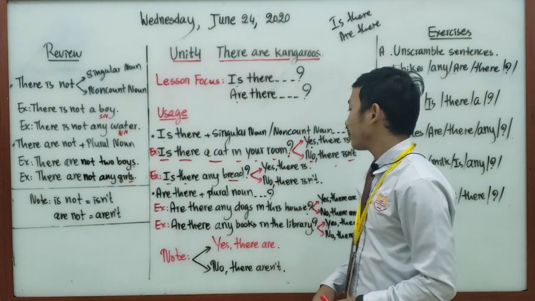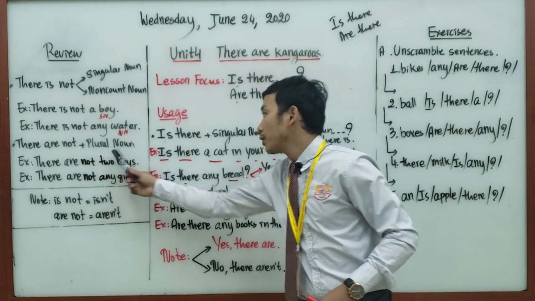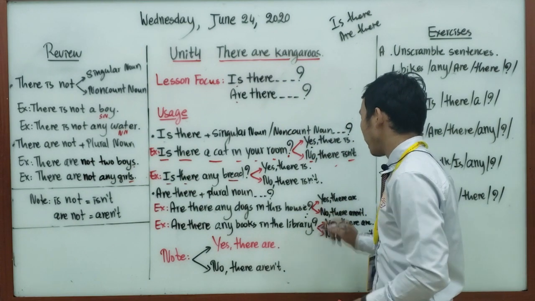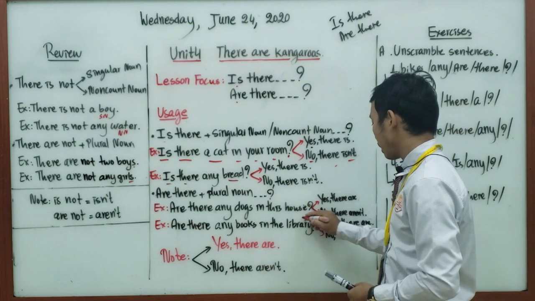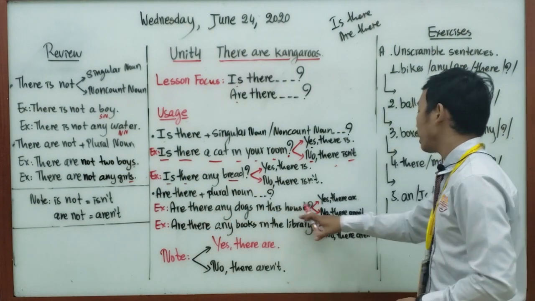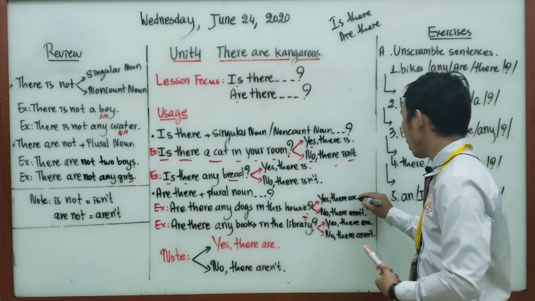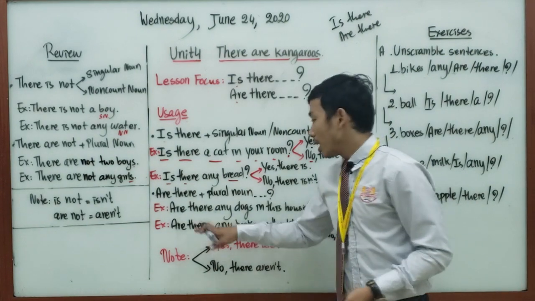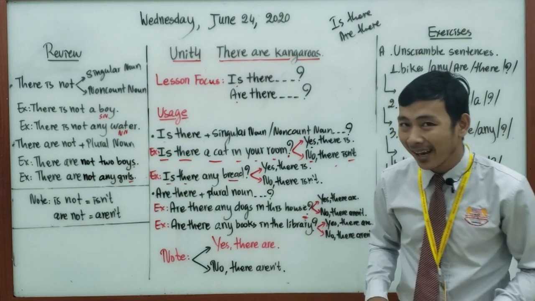And what about are there, everyone? Are there is used the same way, but with a plural noun. So, are there any dogs in this house? But don't forget at the end of the sentence we need to add a question mark. So are there any dogs in this house? Yes, there are. And no, there aren't. Because the question starts with are here. Are there any dogs in this house? Yes, there are. No, there aren't.